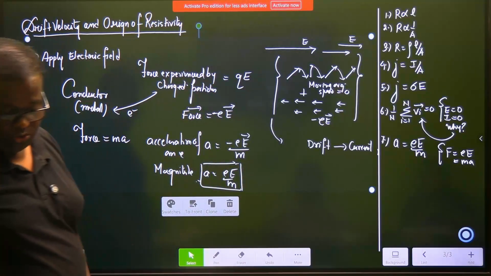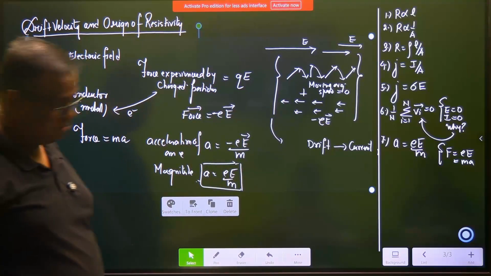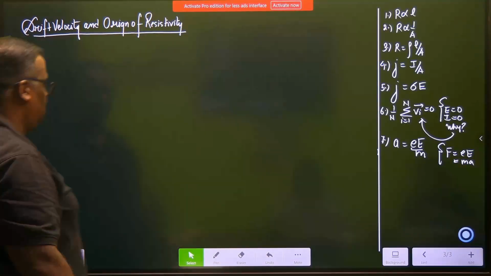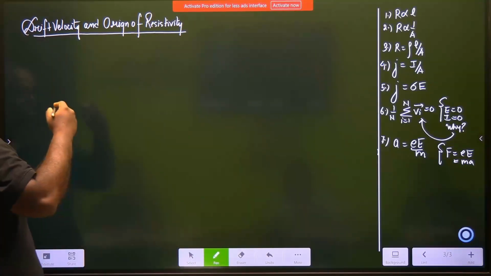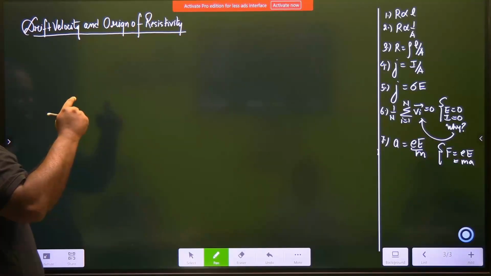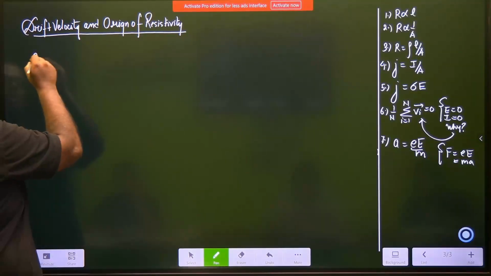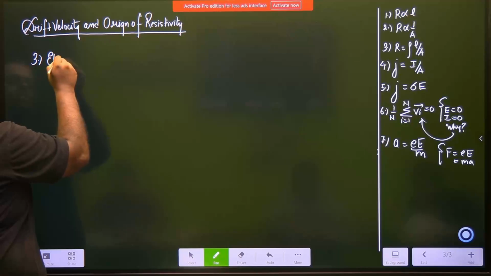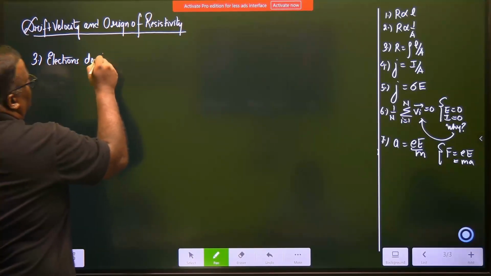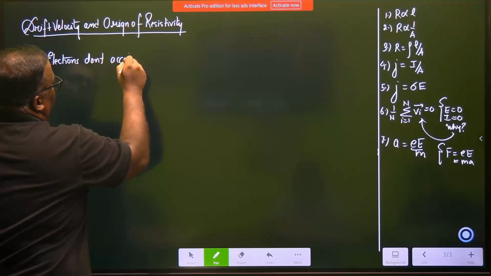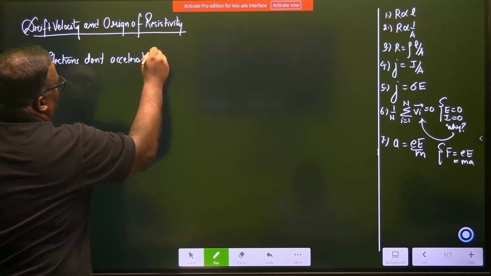Arjun, can I take it off? Okay. I should come to point number what now? We had third. The first one was no E, then we give a force. Okay, the third one: electrons don't accelerate forever.